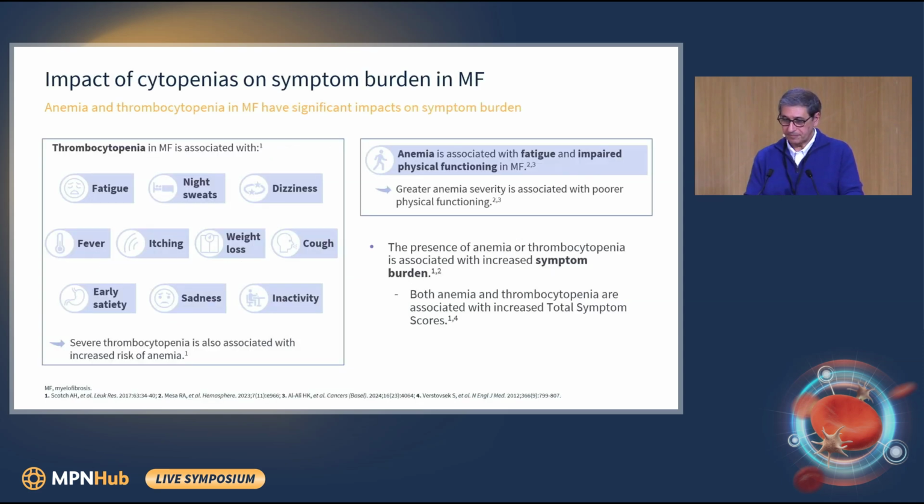In addition, anemia and thrombocytopenia are correlated with a series of symptoms, and it has been shown, for example, that thrombocytopenia is associated with this whole list of symptoms, especially in severe thrombocytopenia. And anemia obviously is associated with fatigue and impaired physical functioning. This symptom burden is important, and both anemia and thrombocytopenia are associated with an increased total symptom score when you assess that with the TSS tool.